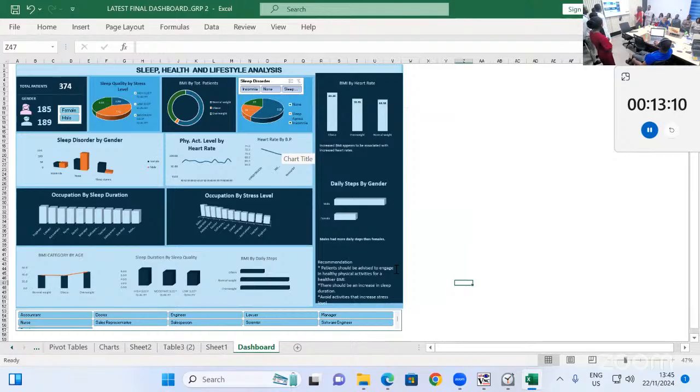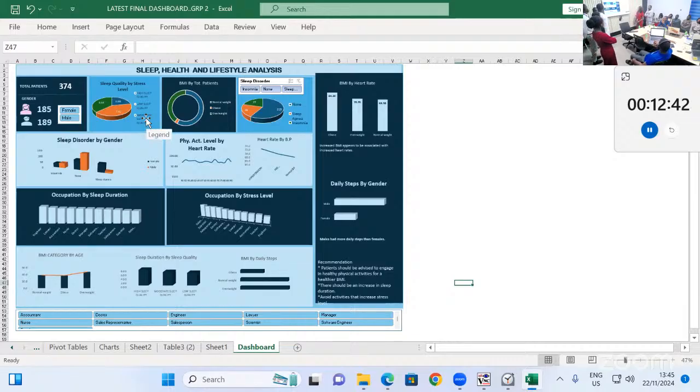Amongst these, we looked at sleep quality by stress. Sleep quality by stress shows that there is a high relationship. So a lot of them have low sleep quality when we ran our analysis, and it's represented in this pie chart over here.